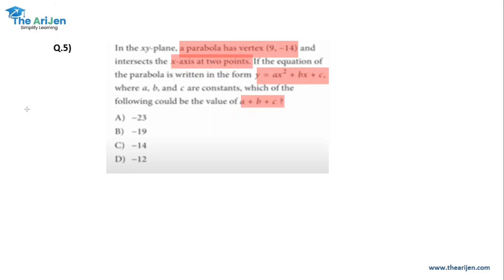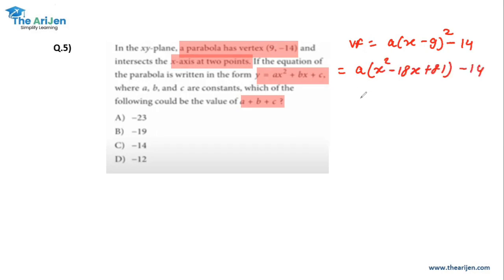First of all, let us start doing the calculation here. As soon as you get the vertex here, you will write the parabola in vertex form. I am writing it. It is a times x minus 9 square. You will take the value of x from here, and then 14 will be minus 14. So now on converting, you will have a x square minus 18x plus 81 minus 14.